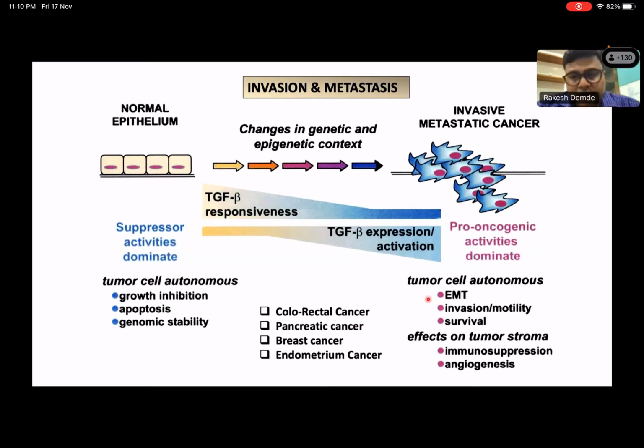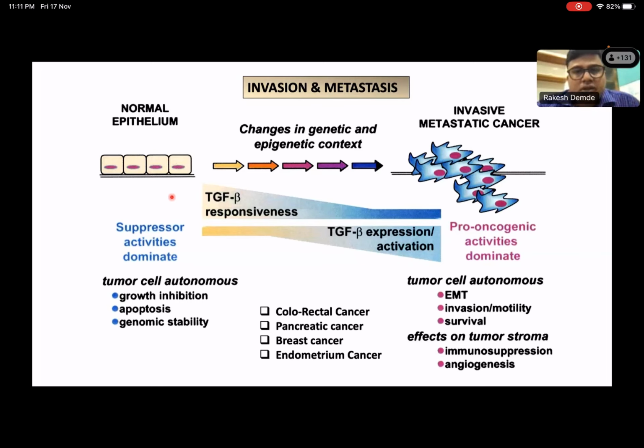TGF beta is primarily involved in epithelial mesenchymal transition. What do we mean by epithelial mesenchymal transition? You have normal epithelium, which is very compactly packed, and there is adhesion between the cells. Whenever a cancer cell grows, there is loss of adhesion. One gene involved in the loss of adhesion is the cadherin gene. The other, like FAT1, is also involved, where the adhesion is lost and cells try to get separated from each other. This is one of the hallmarks of cancer cells.